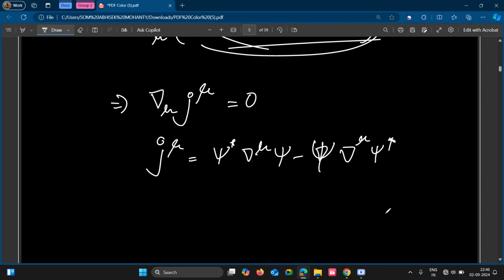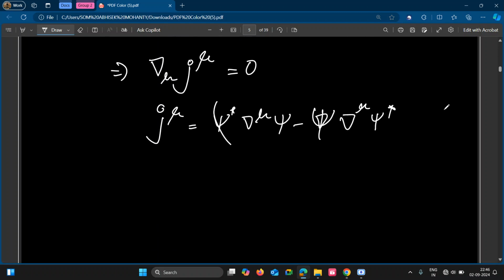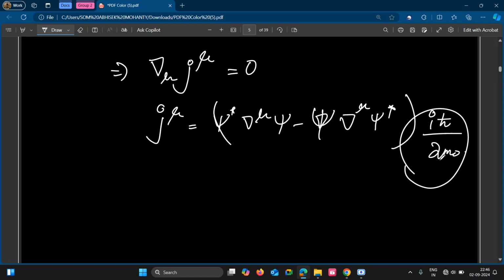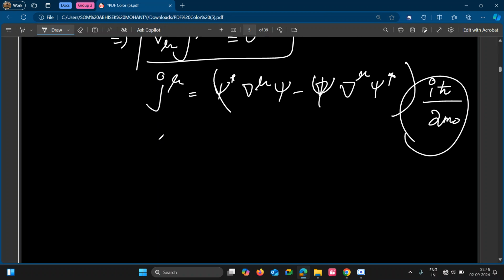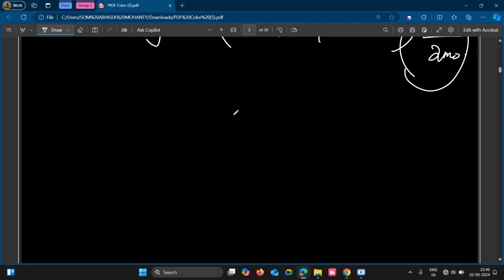Sorry, my bad, there is a multiplication factor of i h cut by 2m now, because we have multiplied this just to have the dimension of probability current density. Okay, all right. So this is your equation. If you remember the continuity equation, what is the continuity equation?